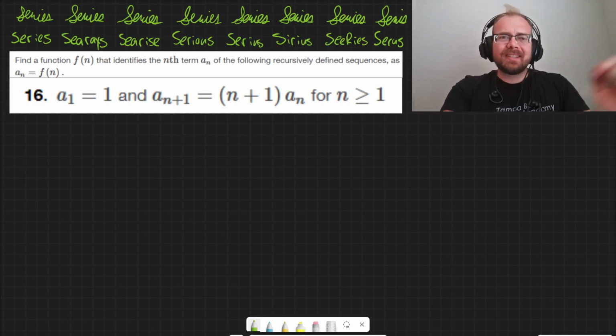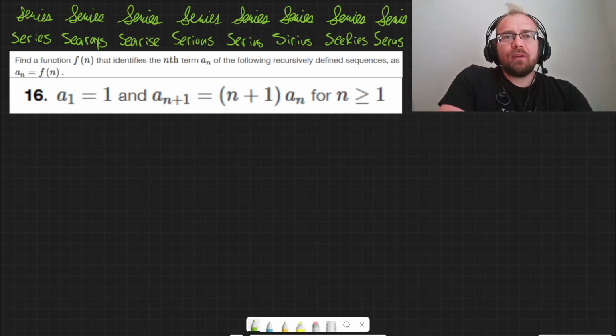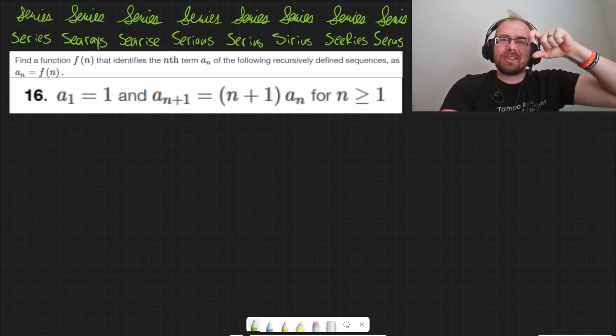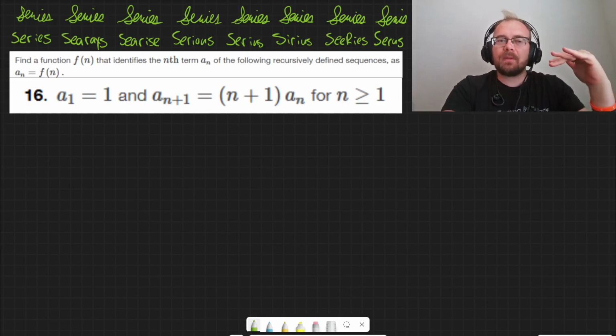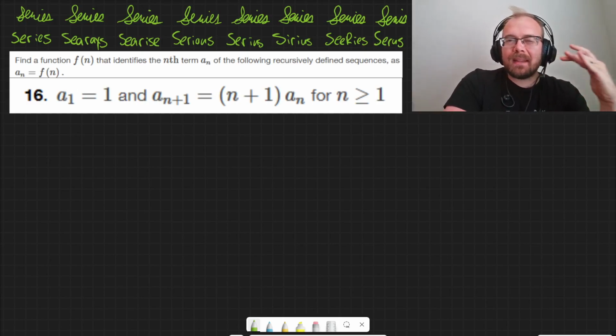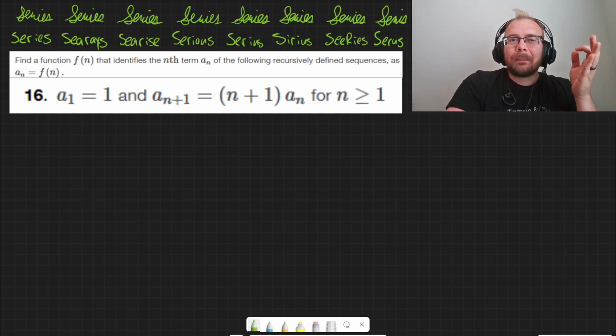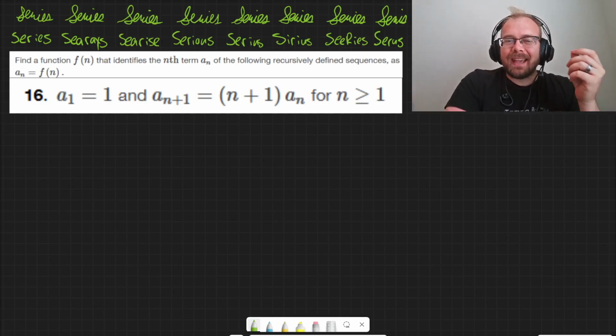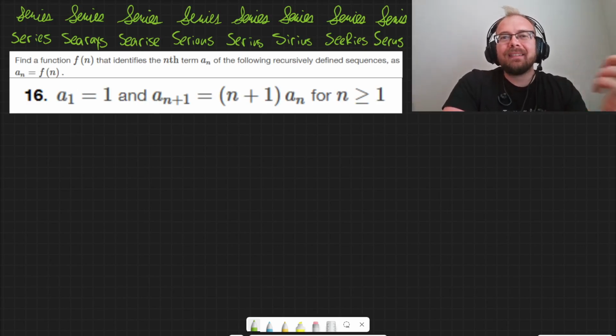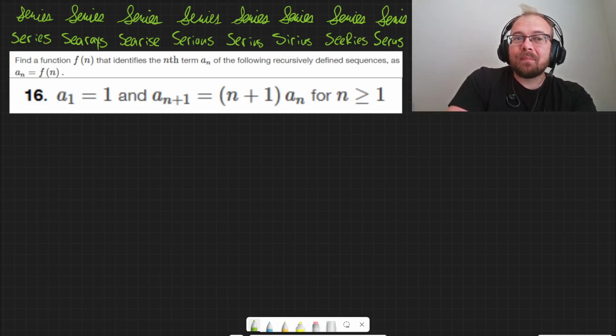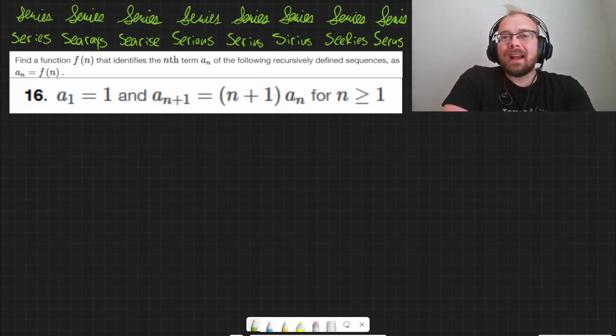This is number 16. Find a function f of n, or fn, that identifies the nth term, a sub n, of the following recursively defined sequences, as a sub n is equal to f sub n. This is the third time now that we're on this particular set of questions, 14, 15, and now 16. They're saying a lot of things, and it might sound confusing, but all they really want is for you to use fn instead of a sub n. Because it says find a function fn, but then it says fn is equal to a sub n. So we're actually just finding a sub n.